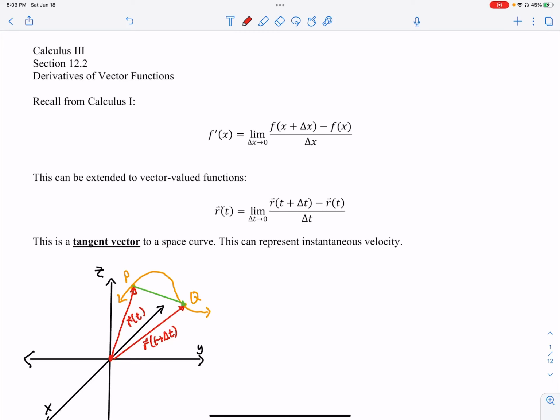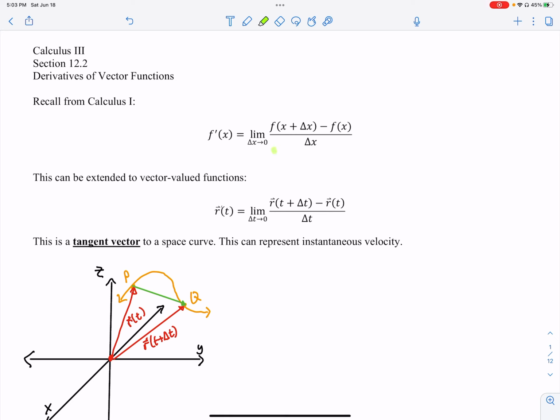This video will begin our discussion of section 12.2. This will be derivatives of vector functions. Recall from Calc 1 the way that we used to define a derivative, and I know a lot of you guys are cringing at this definition.